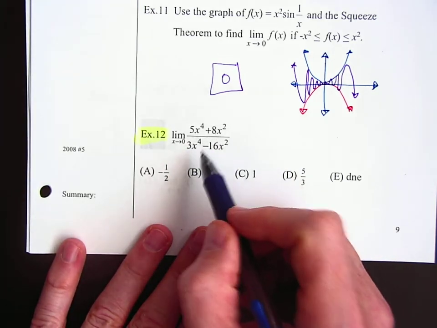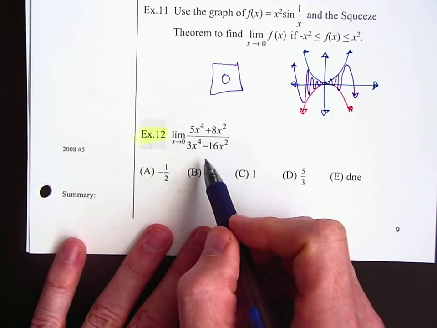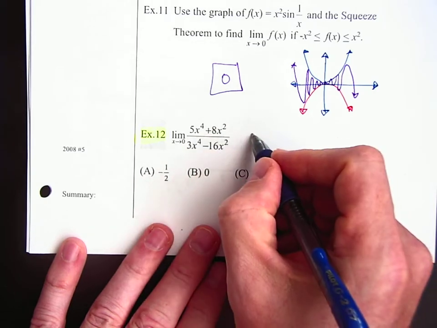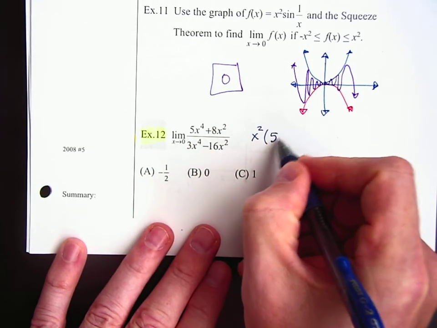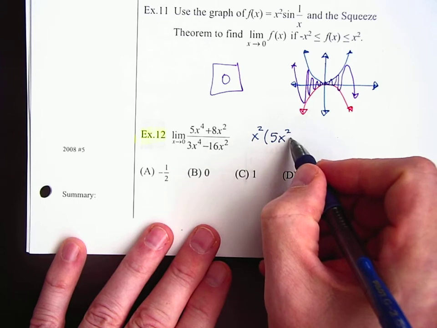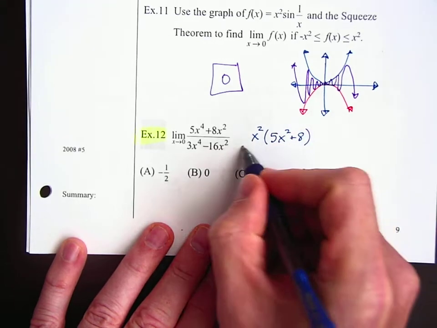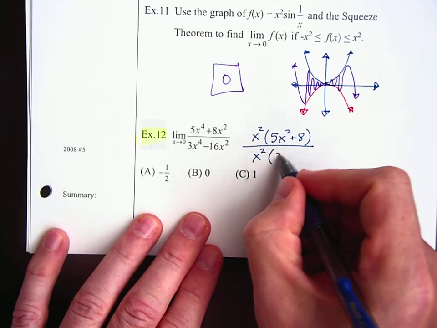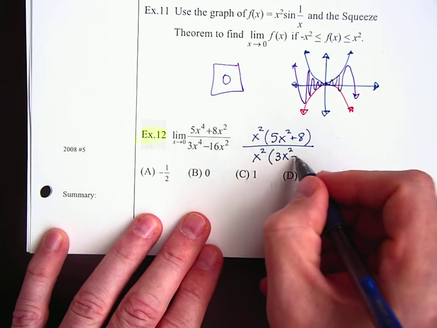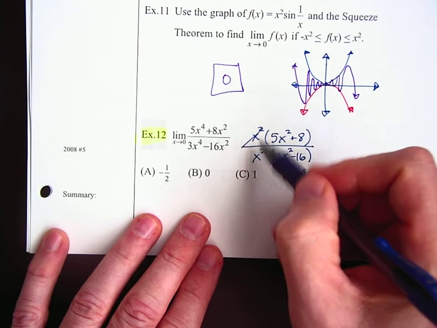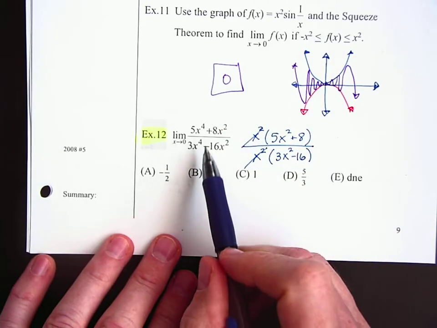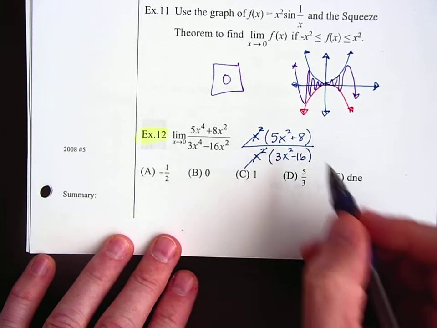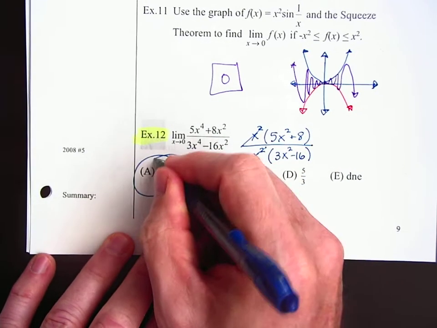All right, last one for today. You see that this is division. If you plug in 0, you're going to be dividing by zeros. You're going to get 0 over 0. So this is the dividing out technique. We can factor out an x squared, that's 5x squared plus 8. And down here, that is going to be 3x squared minus 16. So those are going to cancel, and now we can use direct substitution. We plug in 0, and we're left with 8 over negative 16, which is negative 1/2.